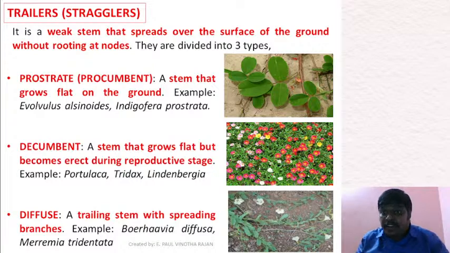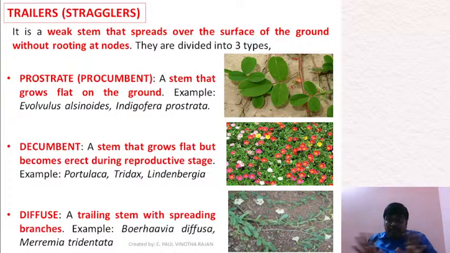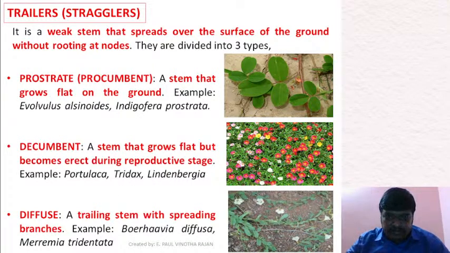Whereas the creepers, wherever the nodes are there, what is node? Node is the region where the leaf arises. In that region, it forms the root. But here, the root formation will not take place. That is the difference between the creepers and the trailers. And the trailers, we have three types. One is called prostrate. Prostrate. A stem that grows flat on the ground.